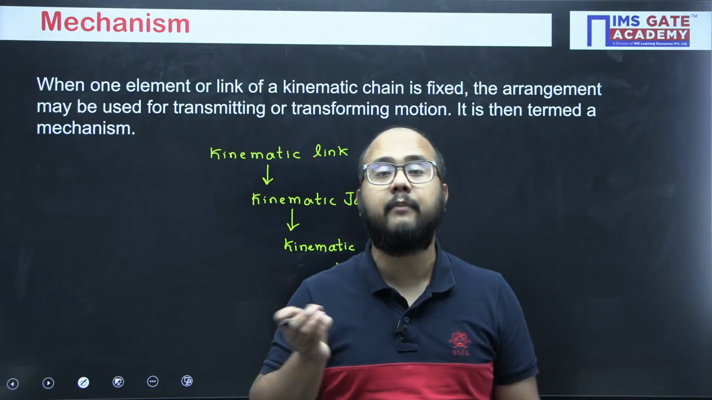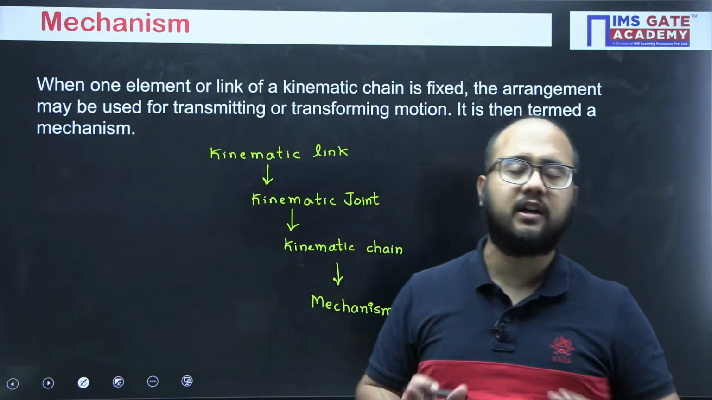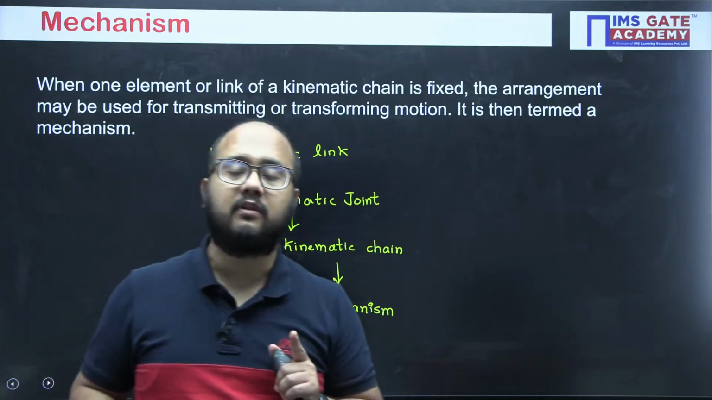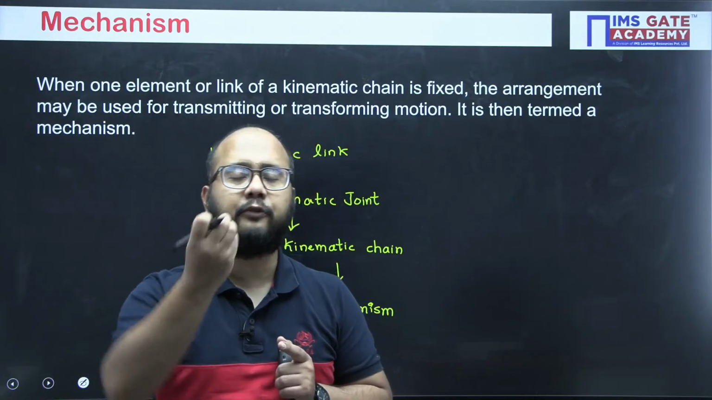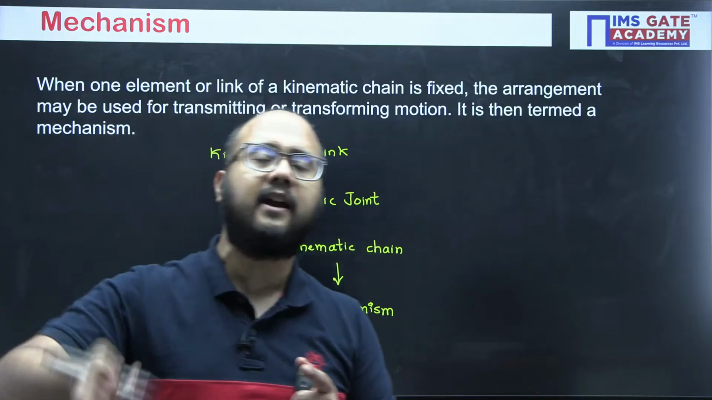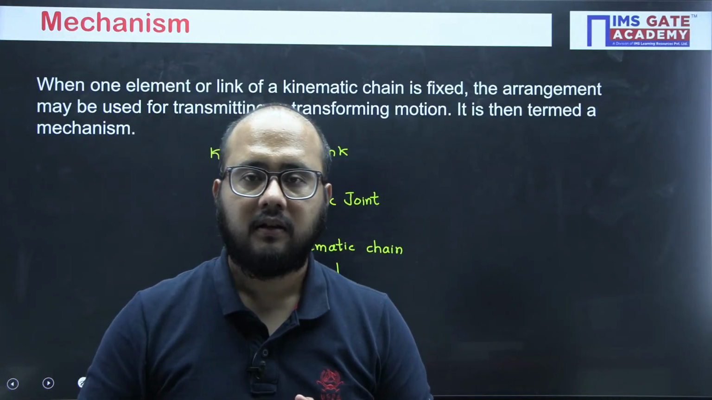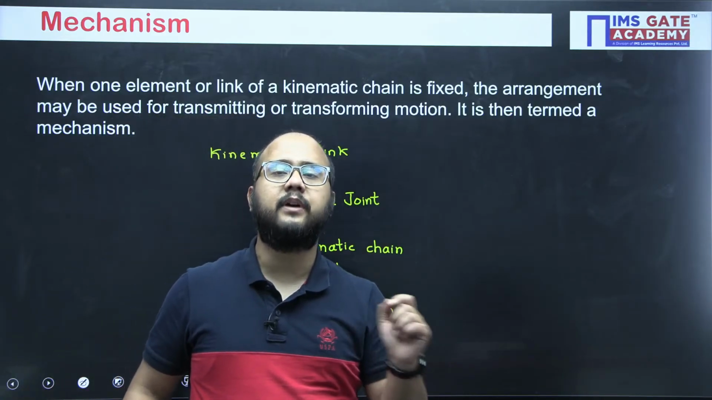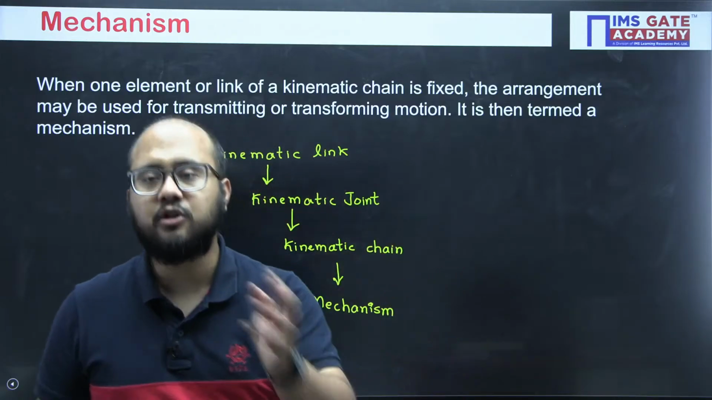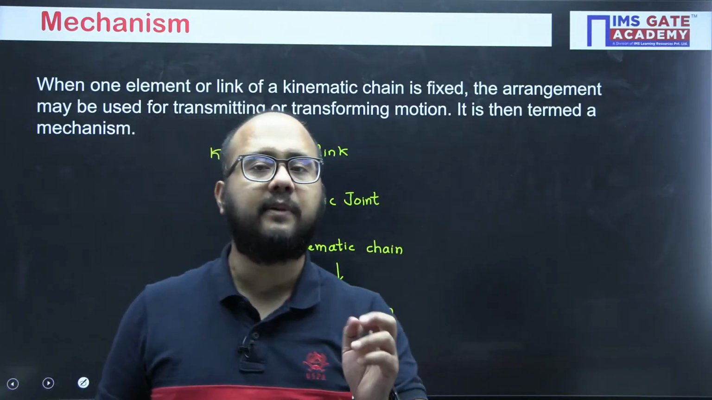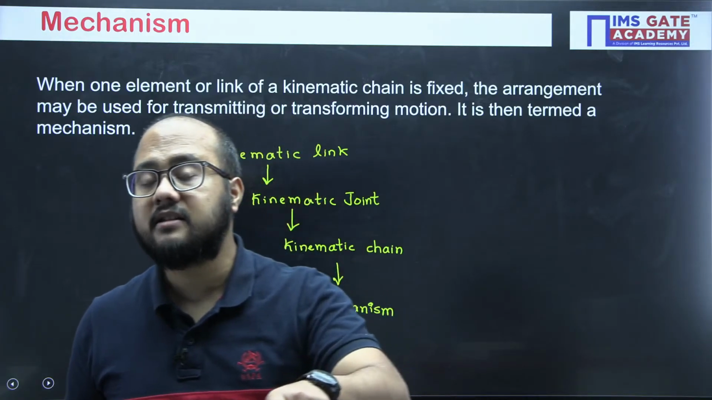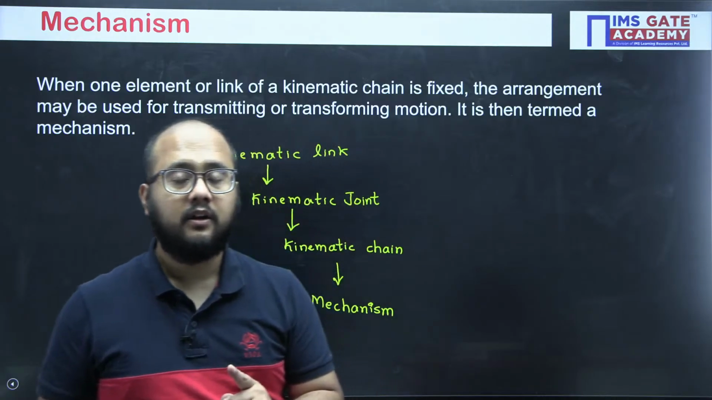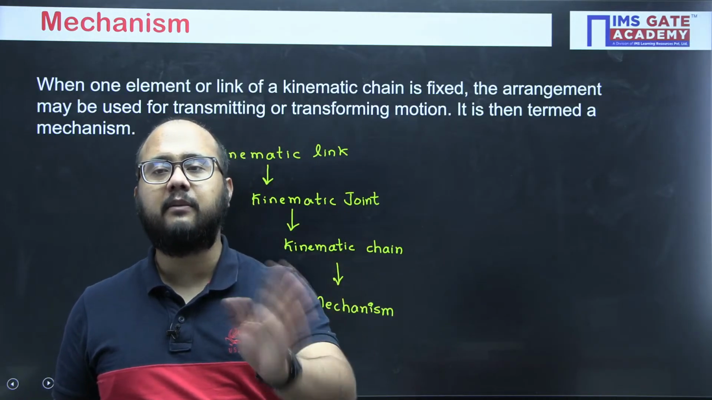that linkage will become a mechanism when there is a constrained motion. There should be a constrained motion in the mechanism. Just fixing one link doesn't mean that it becomes a mechanism. That is a very important detail, guys. Just fixing any one particular link doesn't guarantee that it becomes a mechanism. It will become a mechanism when there is a constrained motion. Please remember this point, very important.